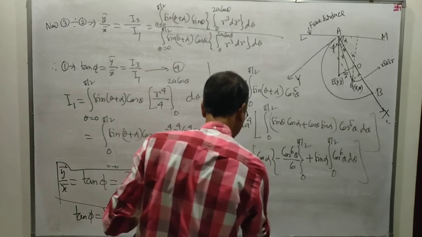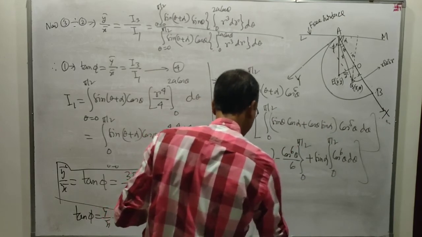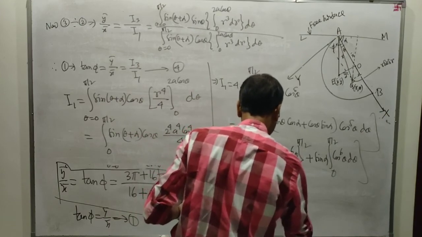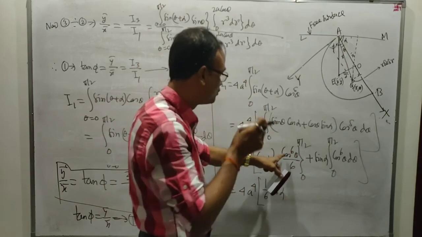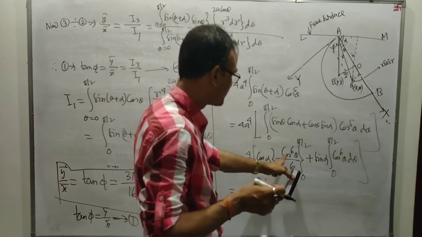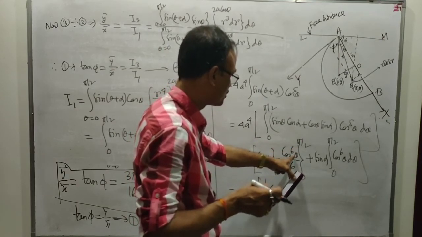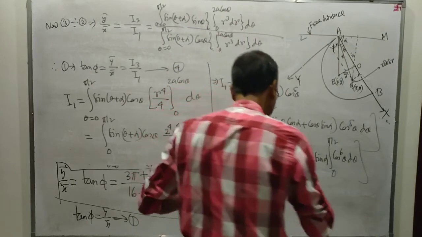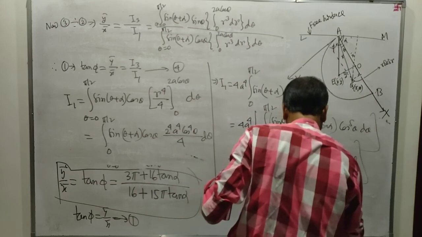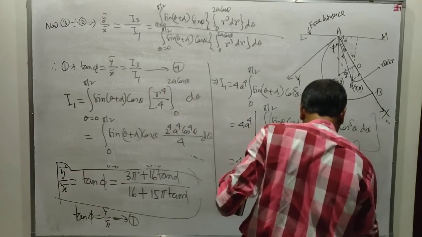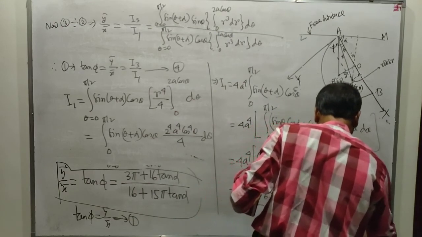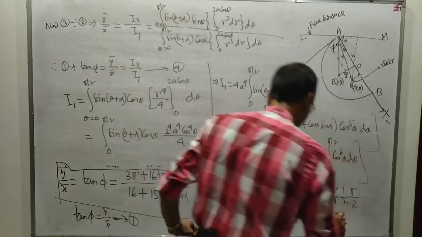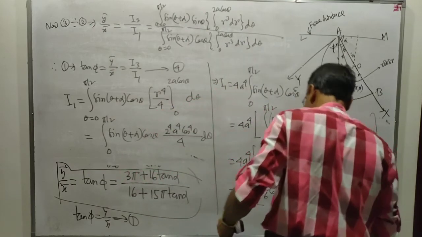This is equal to 4a to the power 4. You know 1 by 6 cos alpha, it will be 0 minus 1 and 1 by 6 cos alpha, minus cos pi by 2 means 0, minus 0 plus 1, like that, plus sin alpha. It is 5 by 6, 3 by 4, 1 by 2, pi by 2, by integral of this, 3 here it will be 2.